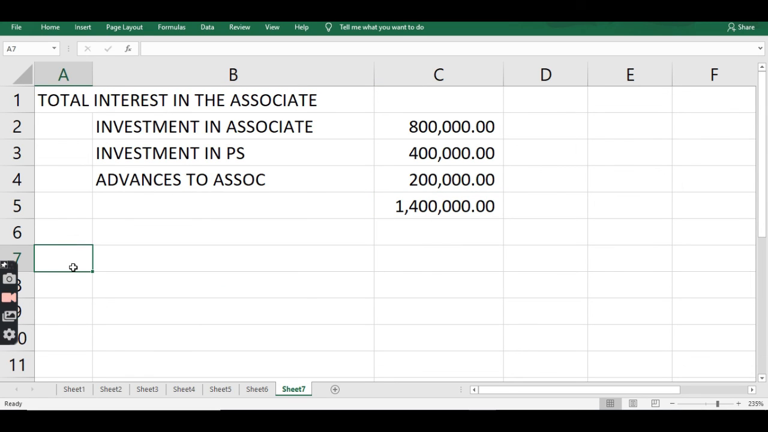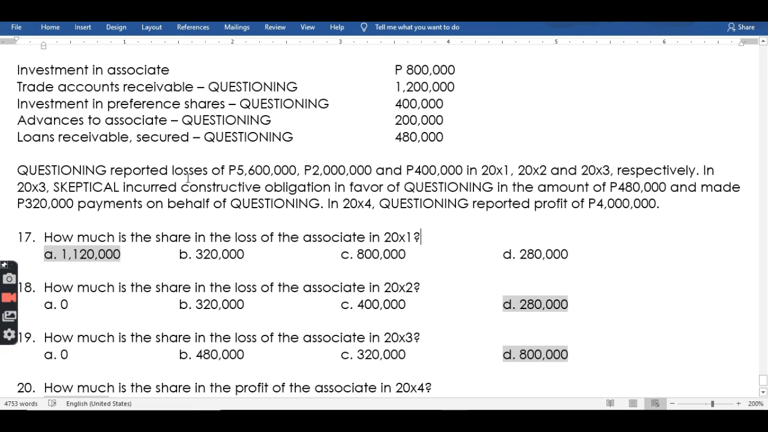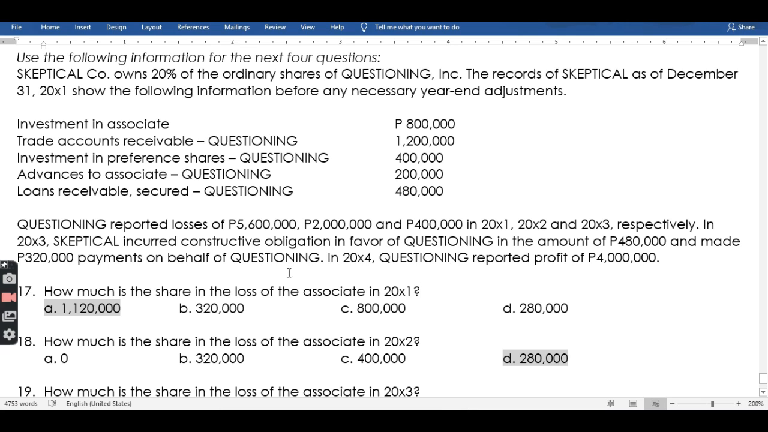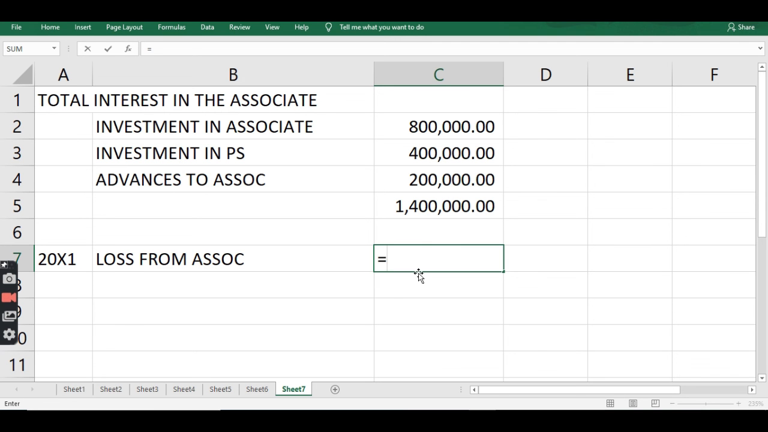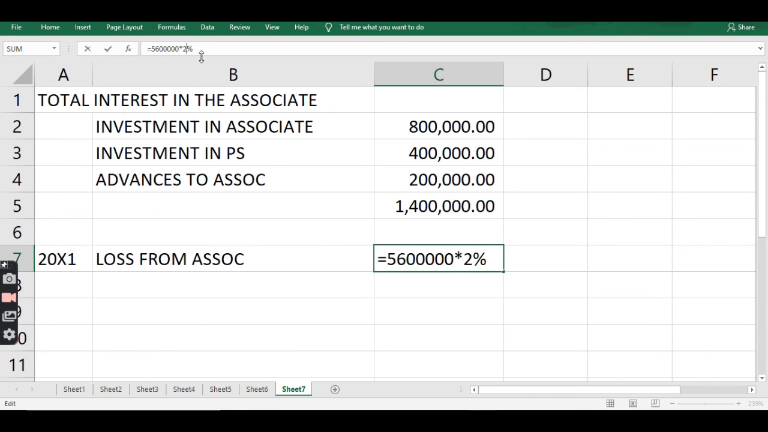Okay? So, plot natin ngayon yung nangyari ng 20x1. Meron tayong loss from associate. Ang loss natin from associate nung 20x1, 5,600,000. Ilang percent hawak natin? 20%. Okay, so 5,600,000 times 20%. Losses of 5,600,000. 20% lang, sorry. Yan. So, meron na agad tayong loss from associate.